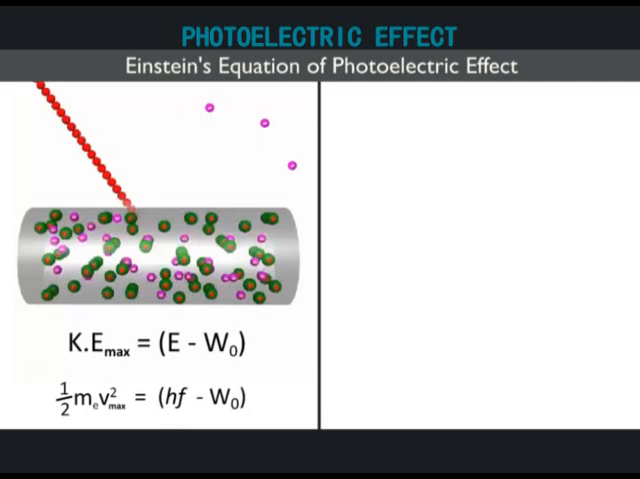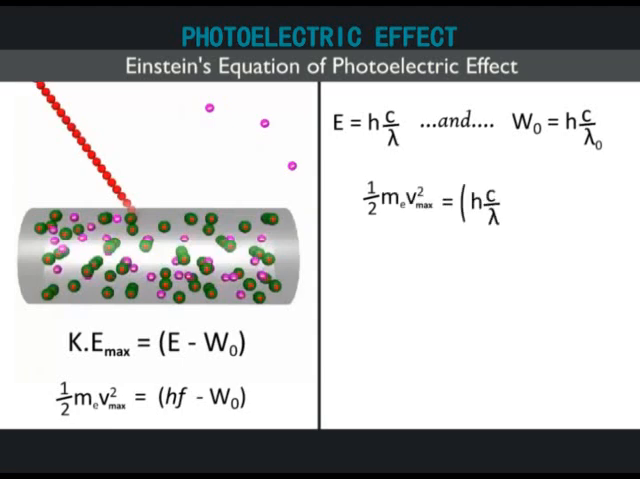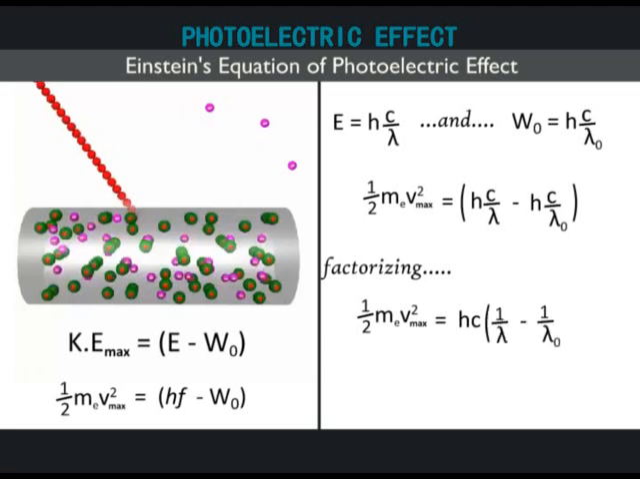Further, E is equal to hc over lambda, and work function is equal to hc over lambda naught. So, a half me Vmax squared is equal to hc over lambda minus hc over lambda naught. Factorizing the right-hand side of the equation, a half me Vmax squared is equal to hc into 1 over lambda minus 1 over lambda naught.